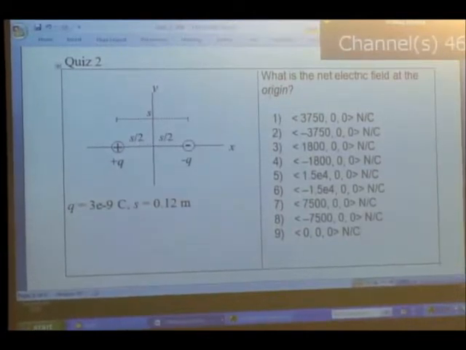What's the net electric field at the origin due to those two charges?